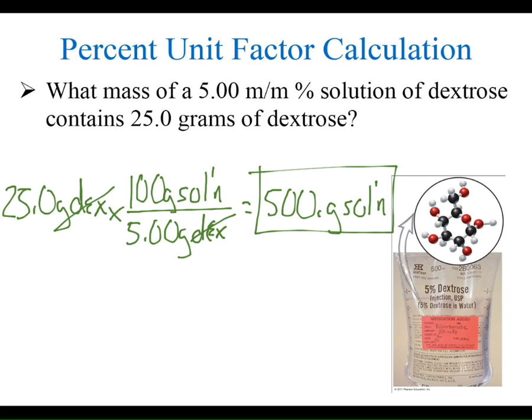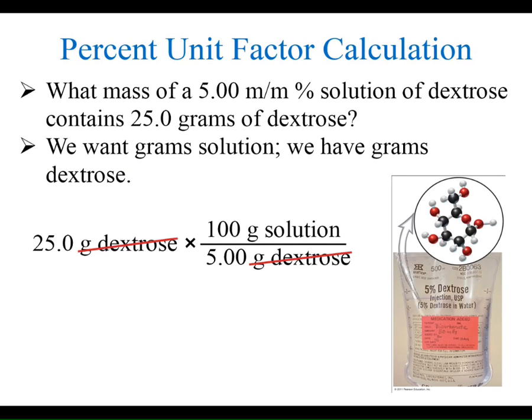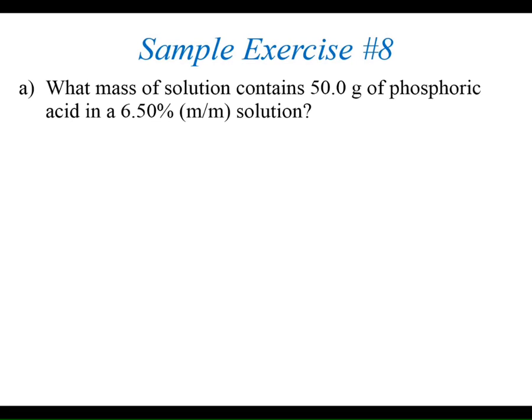Okay, let's try another one. What mass of solution would contain 50.0 grams of phosphoric acid if it was a 6.50% solution? So you have a bottle that says 6.50%. You want to ensure you get 50 grams of phosphoric acid out. How much of the solution do you have to use to make sure you get 50 grams out?